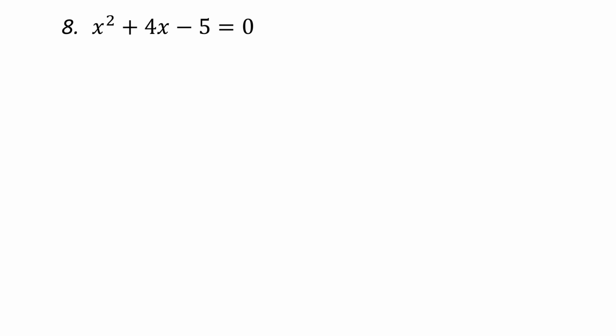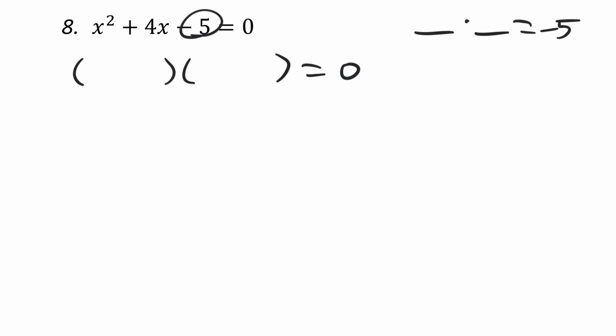Okay, what if we have an x squared? Well, this is a new technique here. We need to find the two factors that multiply. We're looking for two numbers that multiply to give negative 5 and add to give 4. I'm thinking negative 1 and 5. So negative 1 and 5.